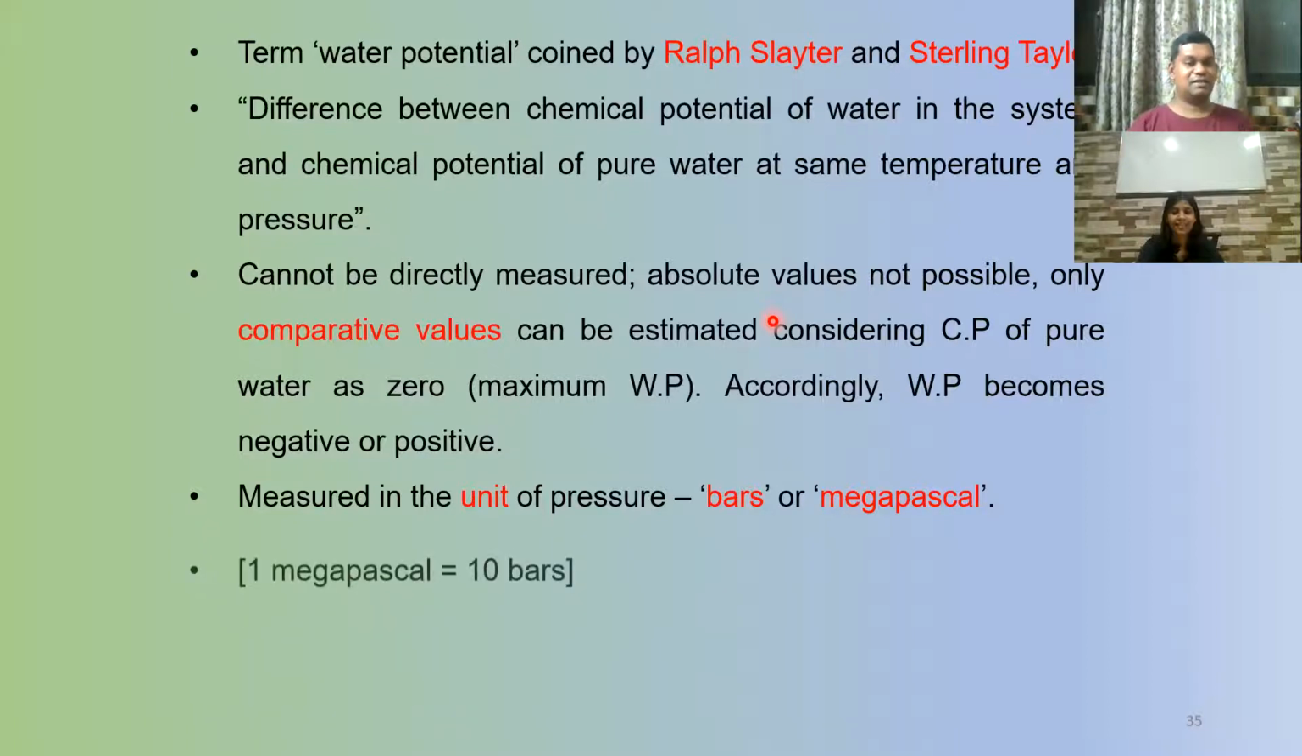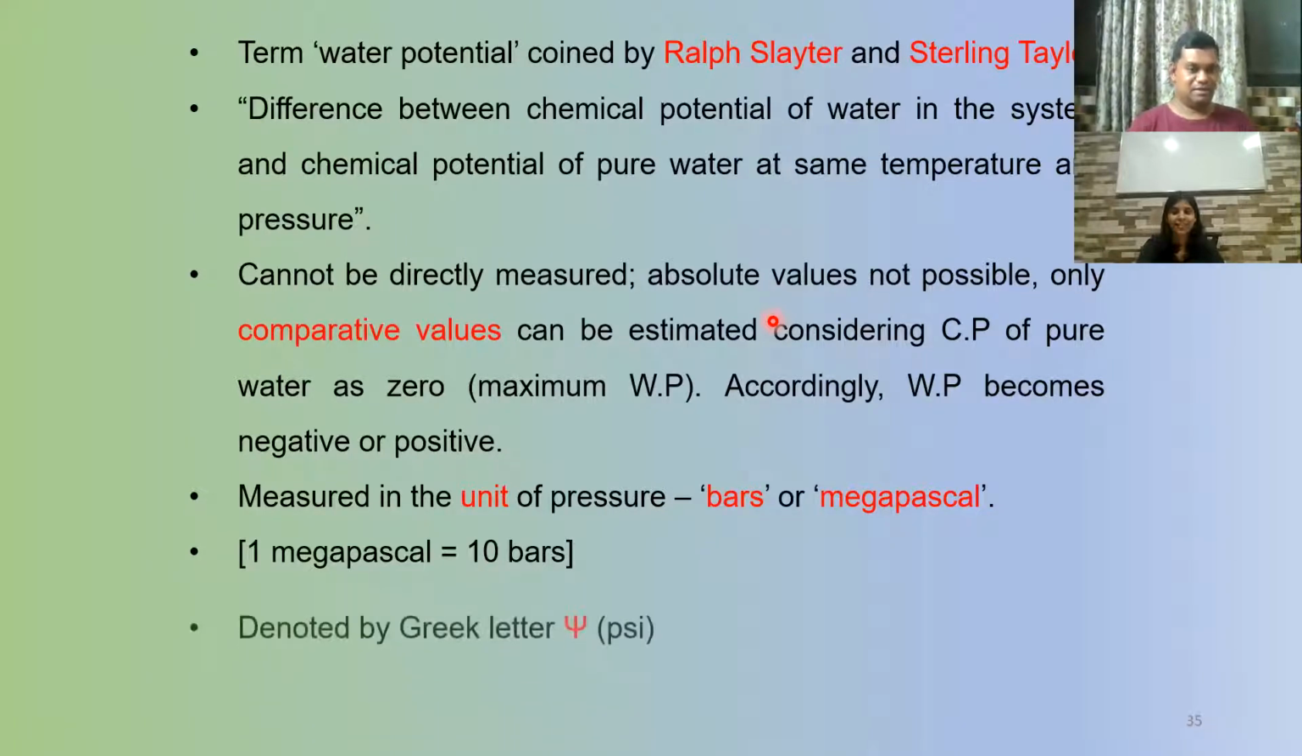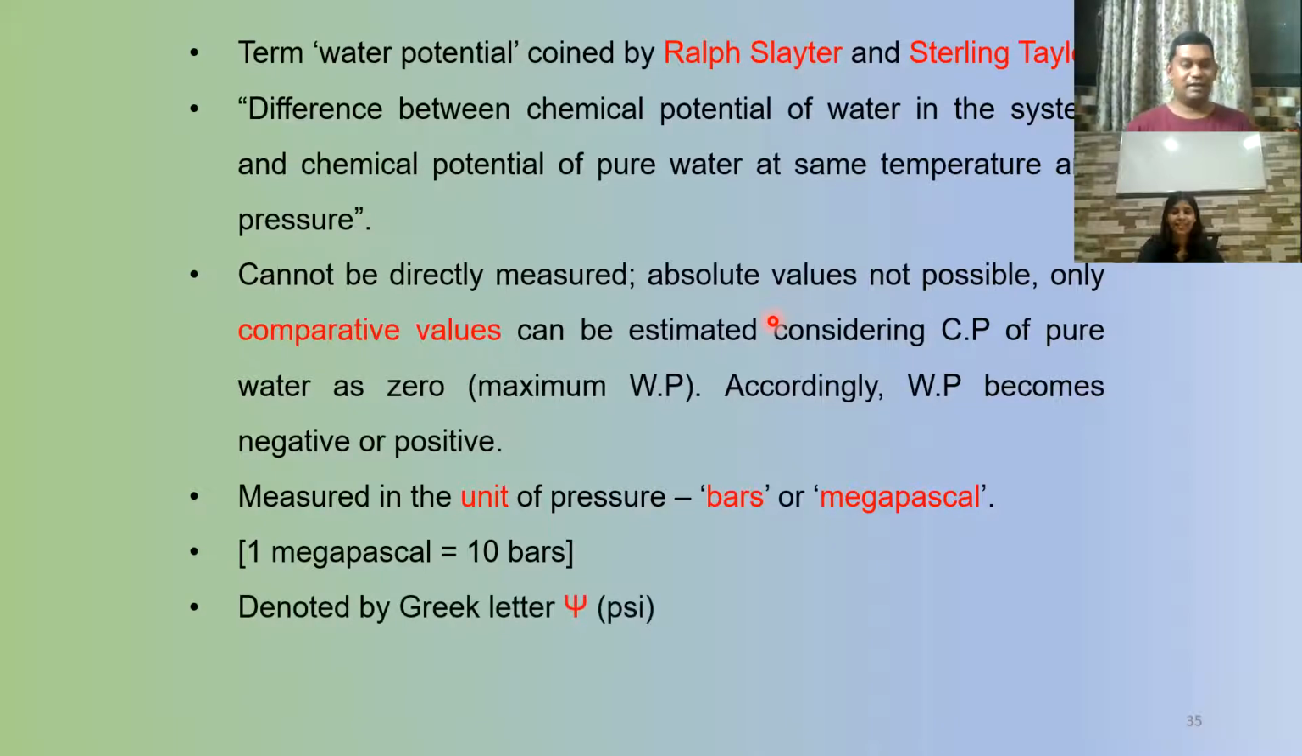What is the relation between these two? 1 megapascal is equal to 10 bars. These values you have to remember. Water potential is denoted by a Greek letter called psi, which is a trident-like symbol. Psi, with a silent P. That is the symbol for water potential. That's why it is written as psi W, where W indicates water. Is it clear?